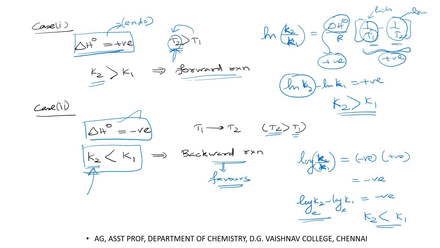So depending upon the sign of delta H naught of the reaction, the increase of temperature may either increase the value of the equilibrium constant or decrease it. So the Van 't Hoff equation gives a quantitative way of explaining the effect of temperature on an equilibrium reaction. We have discussed the effect of temperature on equilibrium reactions in this lecture. In the next lecture, I'll discuss the effect of concentrations and the effect of inert gases on equilibrium reactions.